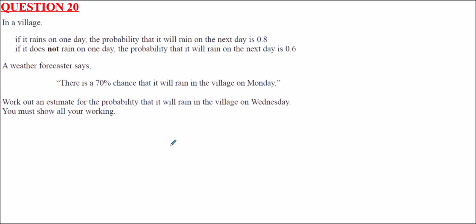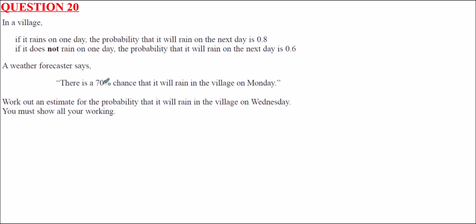Question 20. In a village, if it rains on one day, the probability that it will rain on the next day is 0.8, and if it does not rain on one day, the probability that it will rain on the next day is 0.6. The weather forecaster says that there's a 70% chance that it will rain in the village on Monday. So let's start off with this.